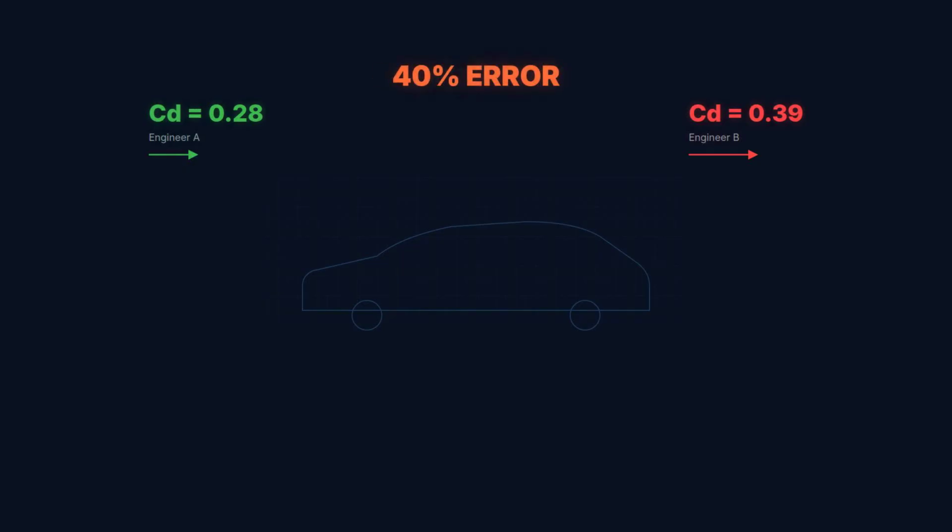Two engineers, same geometry, same mesh, same solver. Drag predictions differ by 40%. The difference? Boundary conditions, the inputs that define what problem you are actually solving.